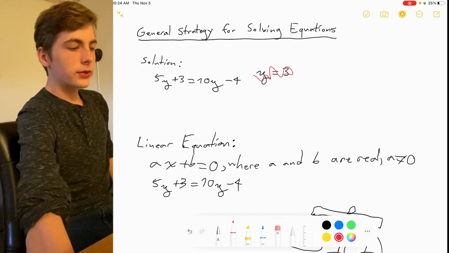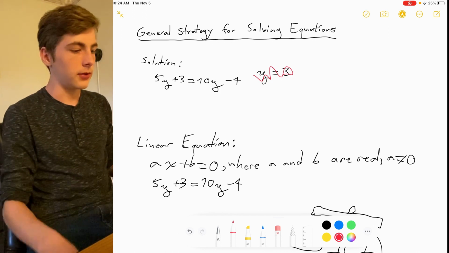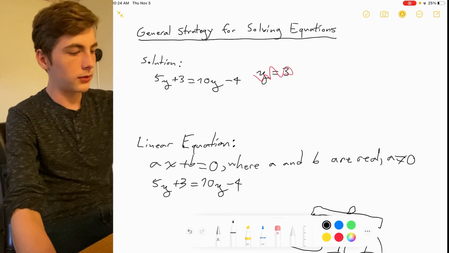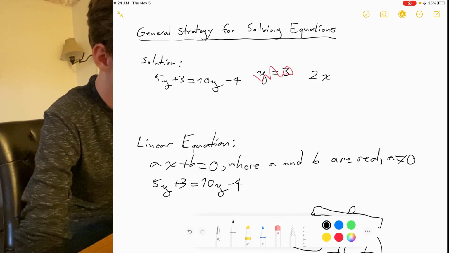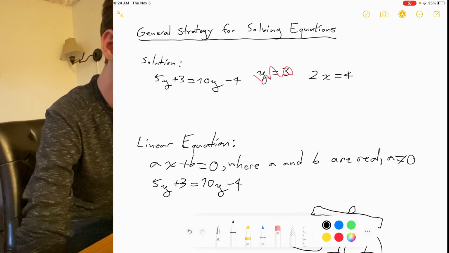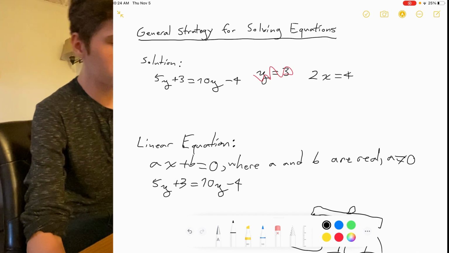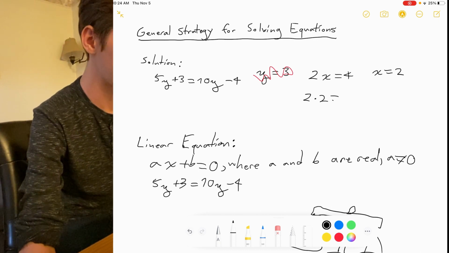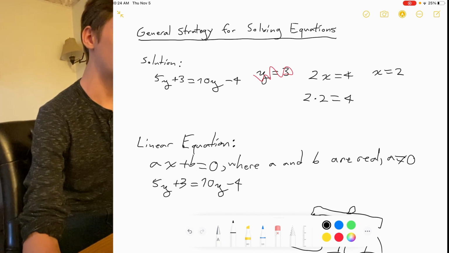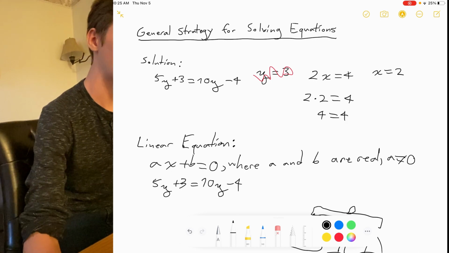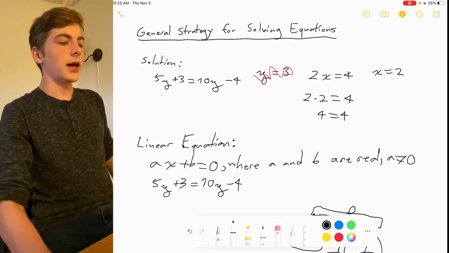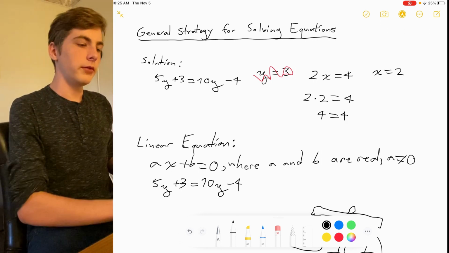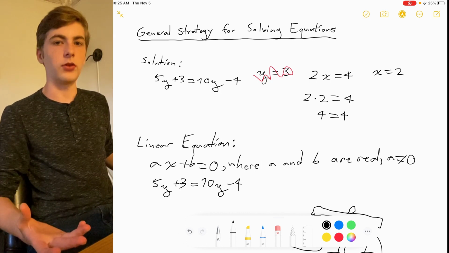So a solution to an equation just means that it makes it true, right? If we had an equation like 2x is equal to 4, the only thing that would make that true is if x equals 2, right? Then we have 2 times 2 is equal to 4, which is correct, because that gives us 4 equals 4. So that's what a solution is. It's where you put the value in and it makes the statement true.